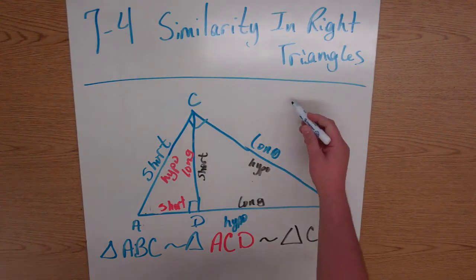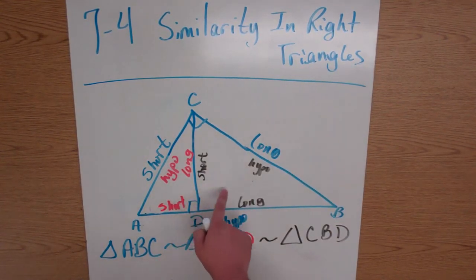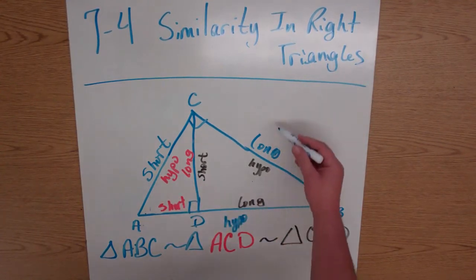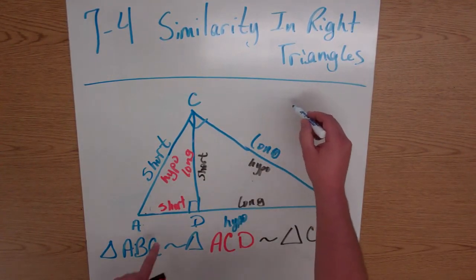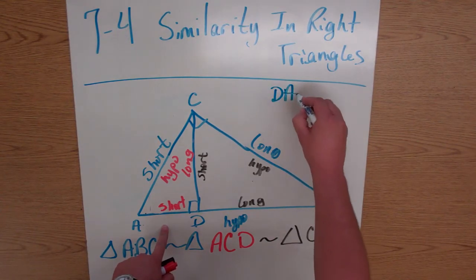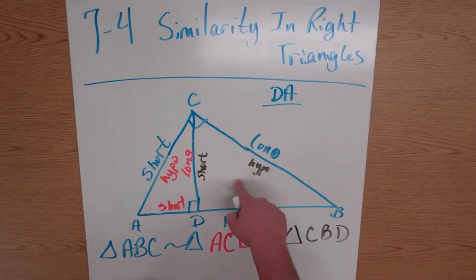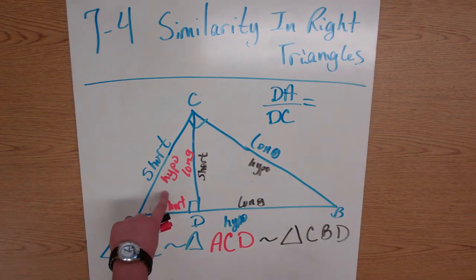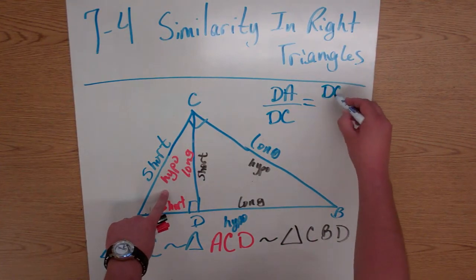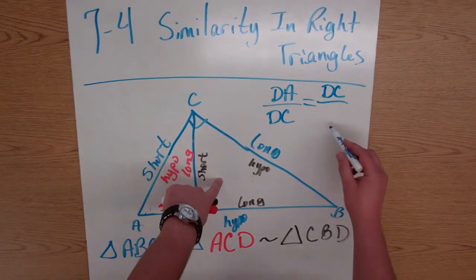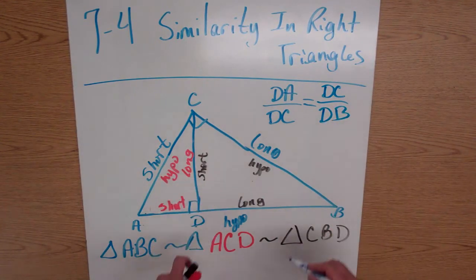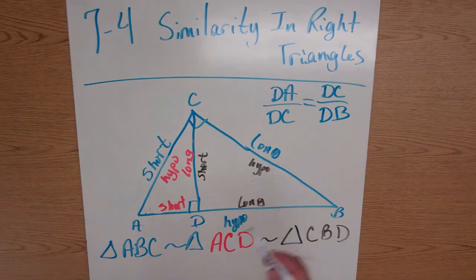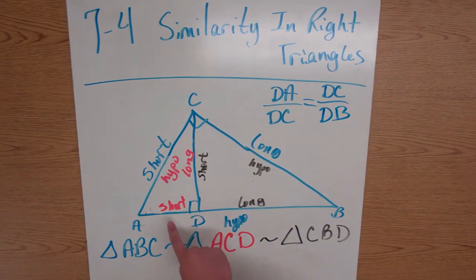Now, we can set up ratios with this. Basically, if I wanted to find a similarity ratio between these 2 smaller triangles here, what I could do is do the short leg of this triangle, which is AD, over the short leg of this triangle, which is DC. That would equal the long leg of this triangle, which is DC, over the long leg of this triangle, which is DB. So we have short leg over short leg equals long leg over long leg.